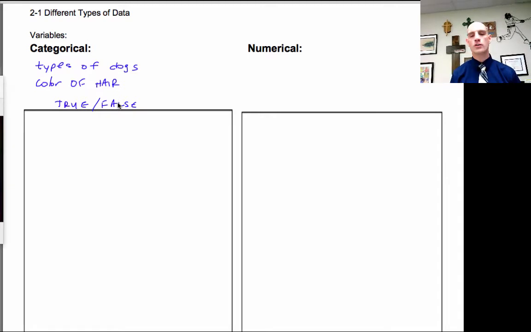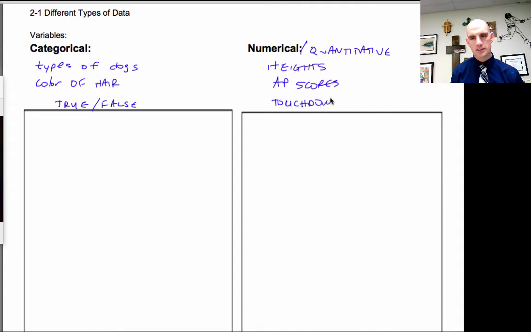Okay? Numerical data is also called quantitative data. And numerical data is based on numbers that can be spit back in the variable. So for example, how tall are you, right? So heights. Or AP scores. Or how many touchdowns, right? How many touchdowns did a team score?